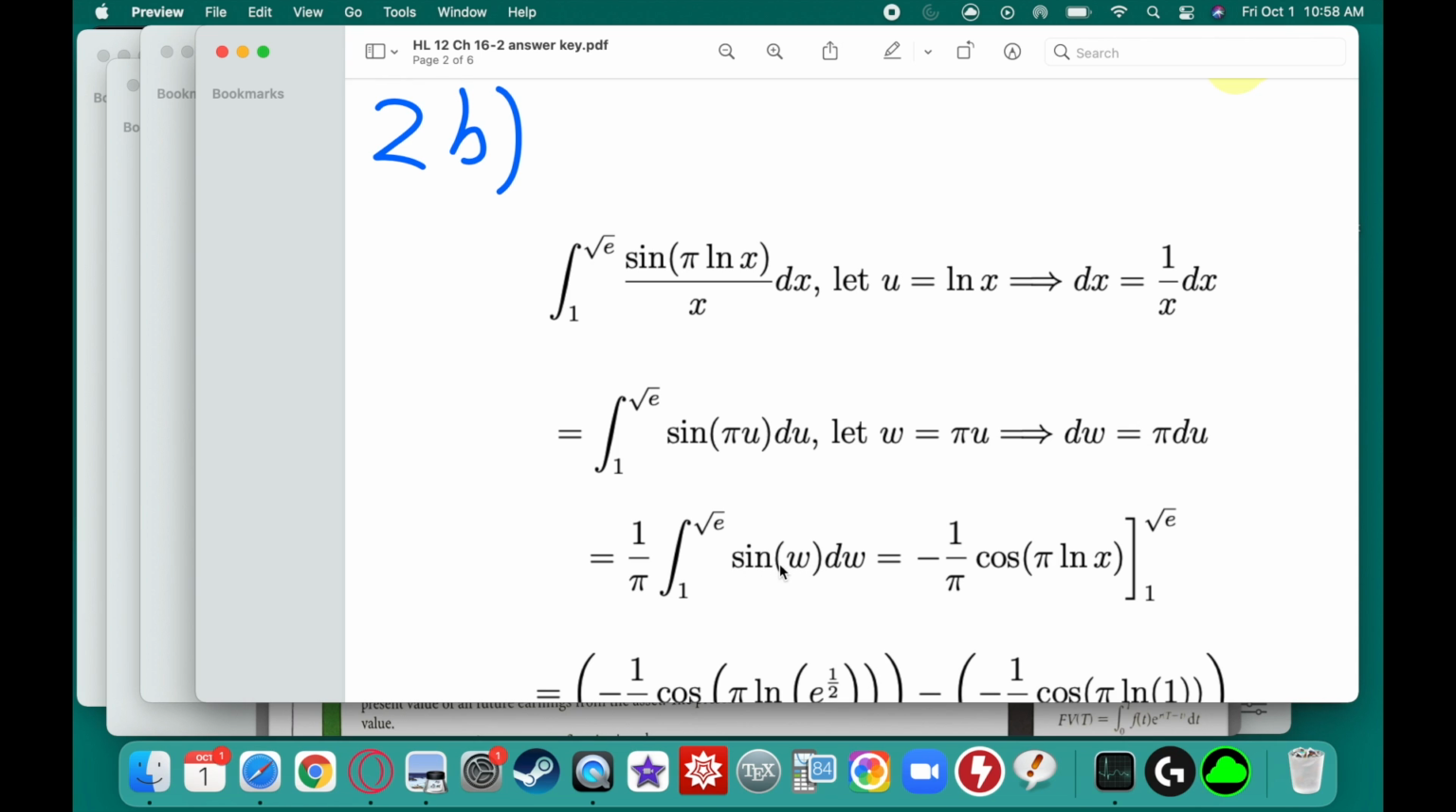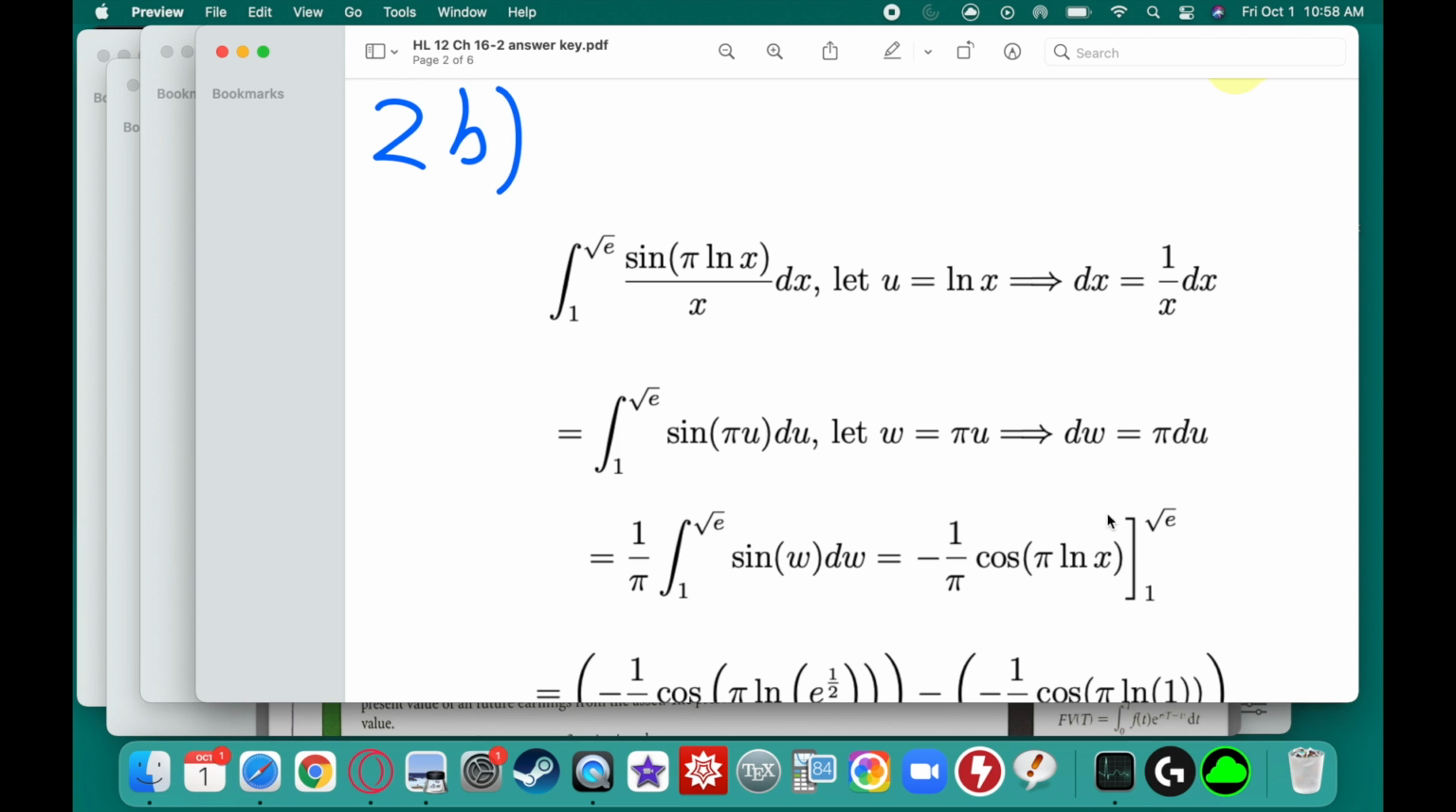So now I can take the integral of sine of w with respect to w. When I do that, the integral of sine is negative cosine. And now I just plug things back in. So w was equal to pi u, but u is equal to the natural log of x. So it's going to be negative 1 over pi cosine of pi times the natural log of x. And it's going to be evaluated at the square root of e and 1.